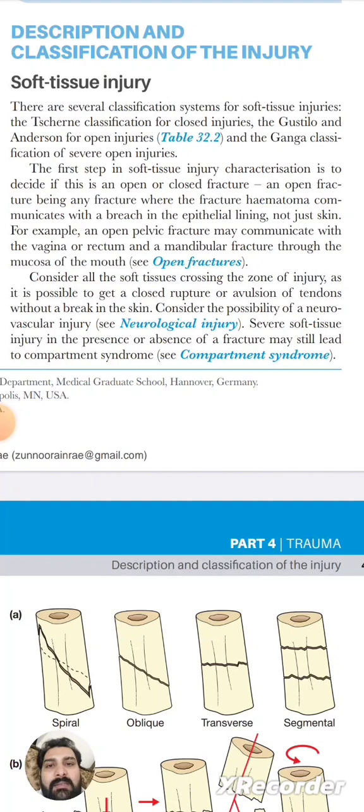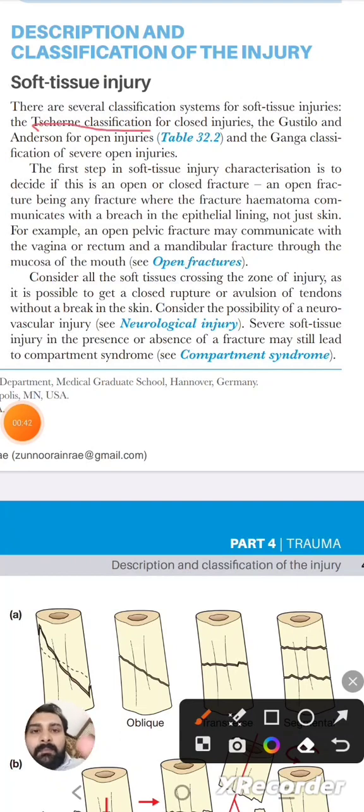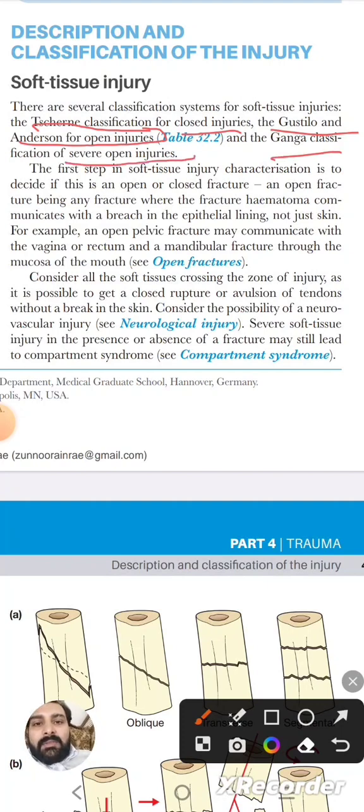There are several classifications for soft tissue injuries, like the Tscherne classification for closed injuries, the Gustilo and Anderson classification for open injuries, and the Ganga classification for severe open injuries. Out of them, the Gustilo and Anderson classification is of paramount importance.